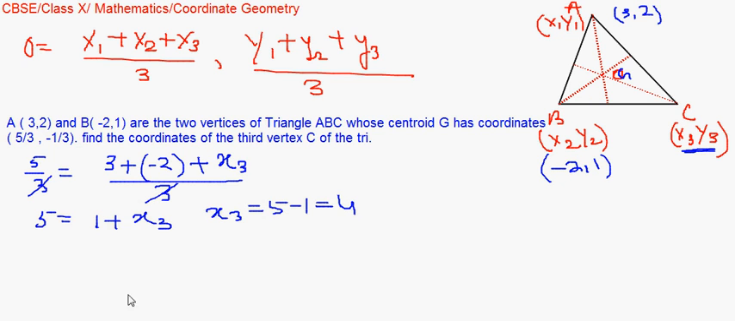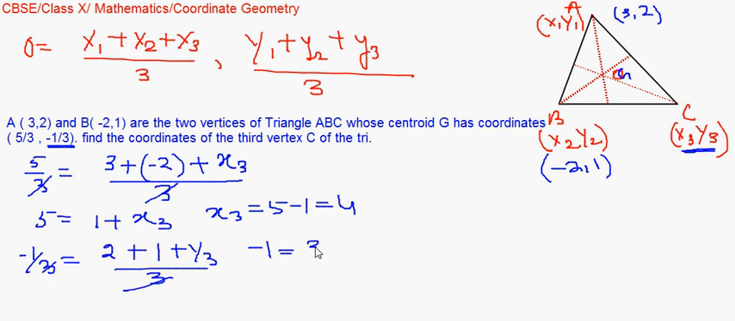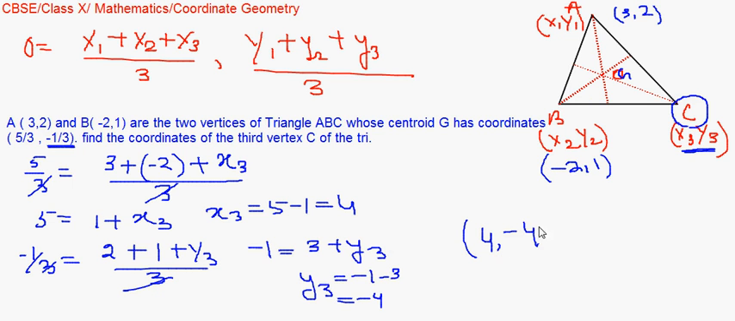Now we'll find the y coordinate. The centroid's y coordinate is given by -1/3, which is calculated as y1 which is 2, plus y2 which is 1, plus y3, by 3. Again we solve, the 3 gets cancelled, so it's -1 equals 3 plus y3. So y3 is equal to -1 minus 3, which is -4. So the vertex C is given by the coordinate (4, -4).